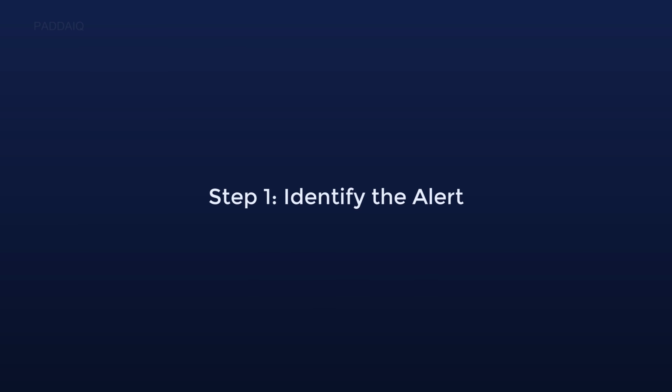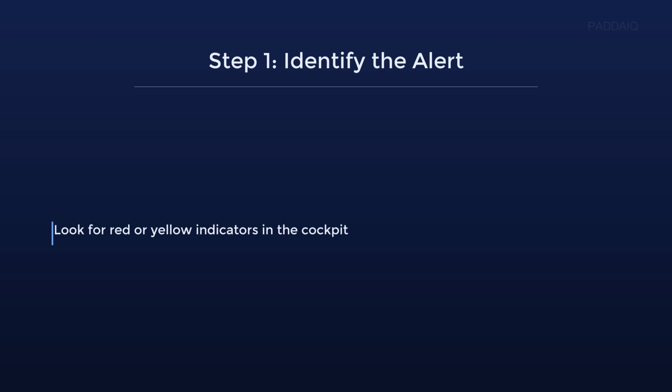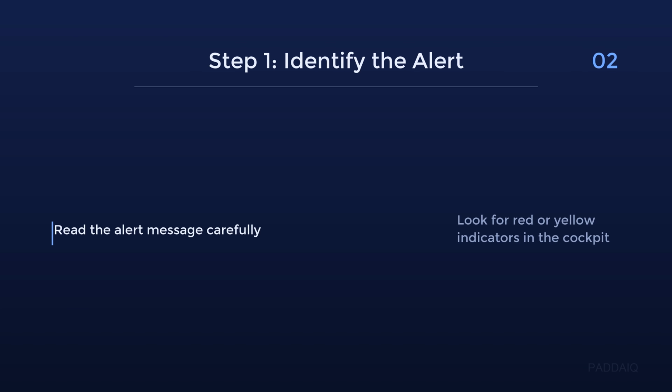Step 1. Identify the alert. Look for red or yellow indicators in the cockpit. This means checking the SAP BTP dashboard for any colored warnings that signal problems or needed attention. For instance, a yellow indicator might show your application's memory is running low. Always address these alerts promptly to maintain system health.